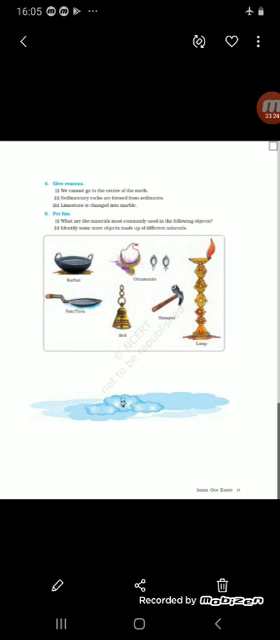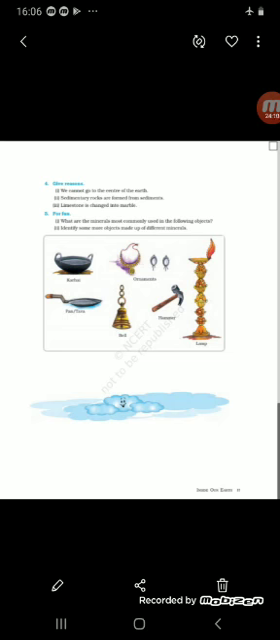Question number 5, for fun. It is just for fun. Side by side you will get to learn. What are the minerals most commonly used in the following objects? Here are pictures of a few objects. You have to find out the minerals used in these objects. Identify some more objects made up of different minerals. You have to identify some more objects, not the objects shown in the pictures, other objects. Okay, you have to identify.